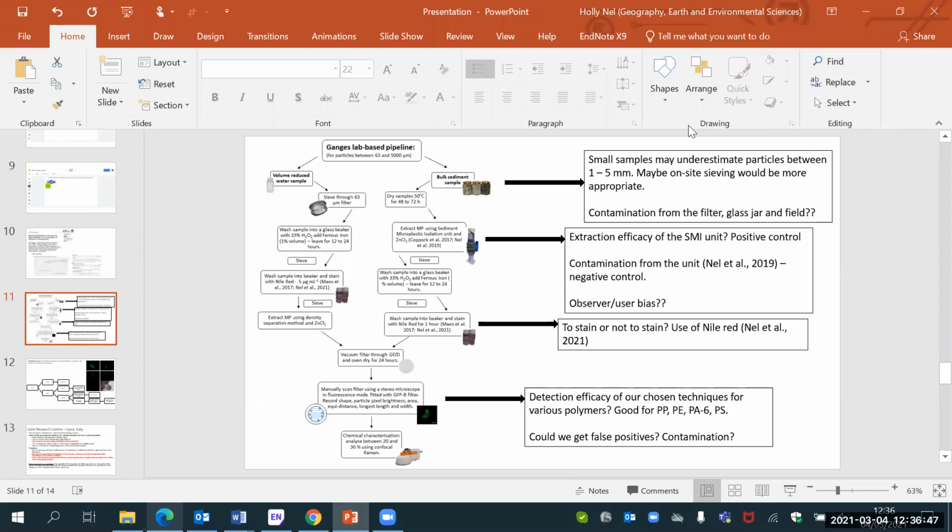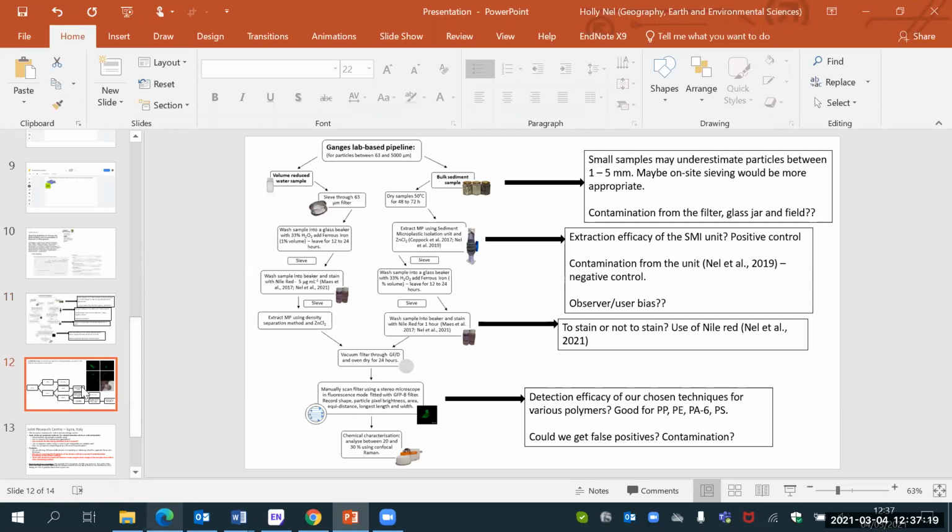Maybe we have observer bias or user bias. If you're working with a lot of students, there's a lot of training involved, and maybe one student, for no fault of their own, is better or worse at identifying microplastics. The other thing is, for example, now red, should I stain or should I not stain? So there's a lot of questions that I think you need to constantly be asking yourself if you want to improve and make everything reproducible.